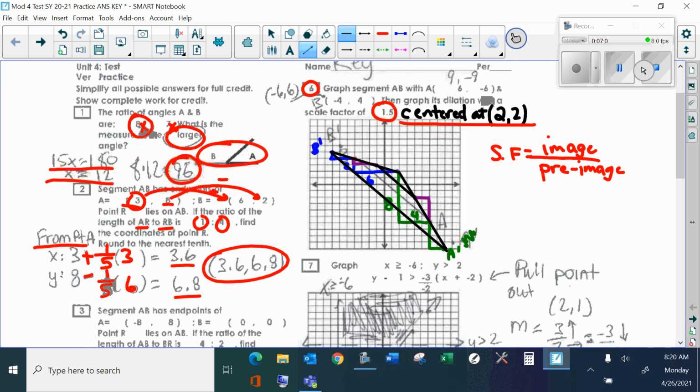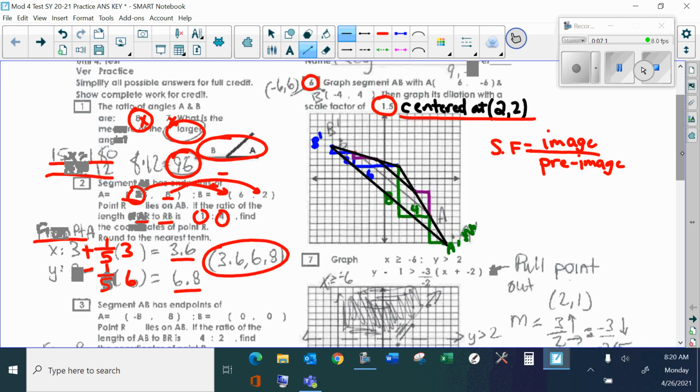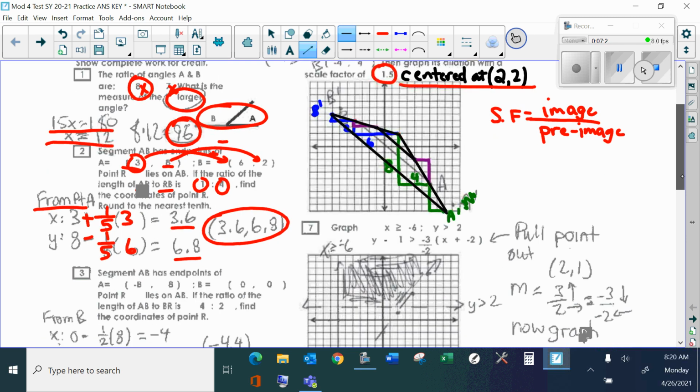Okay, it may not be centered at 2, 2. It could be centered somewhere else, but it's the same idea. And again, you can check it. If your answer makes sense, draw with your straight edge, line your corresponding points up and see if they come back and run right back into that center of dilation. Okay, down to number 3 now.